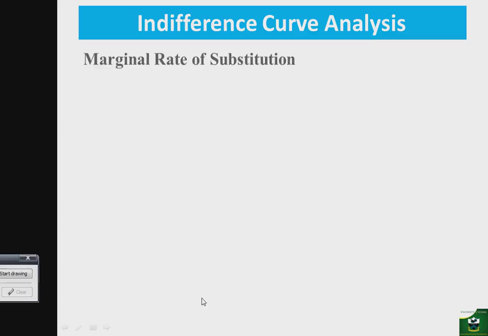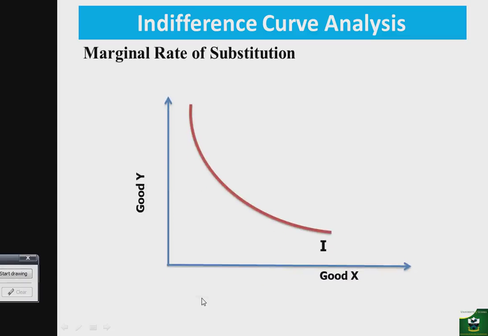Okay, so let's look at the graphical illustration of MRS. So we have an indifference curve here, indifference curve 1, where the vertical axis measures good Y and the horizontal axis measures good X. Now, recall from other units that when you want to find the slope of a curve, you need to draw a tangent at a given point and then measure the slope of the tangent at that point.